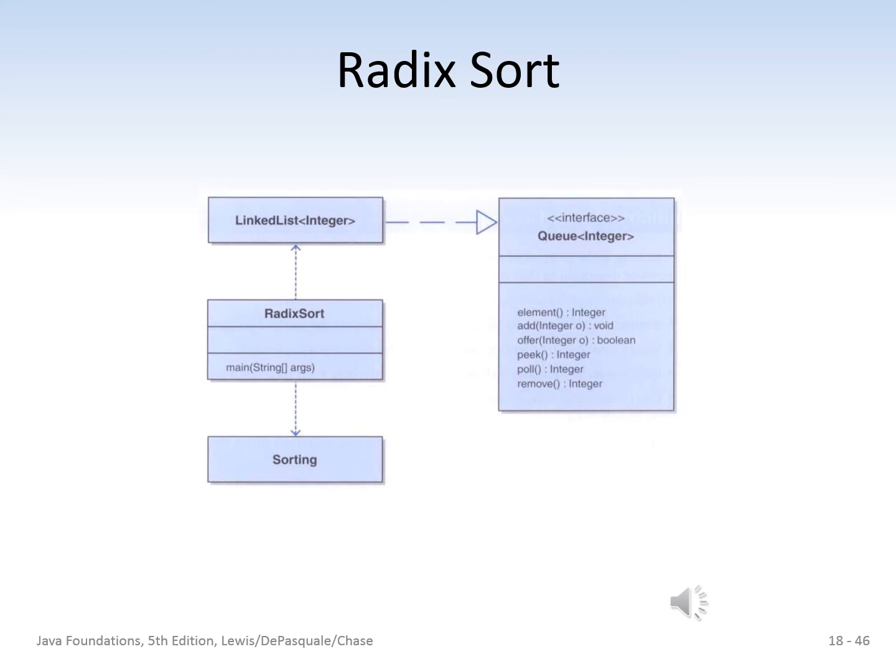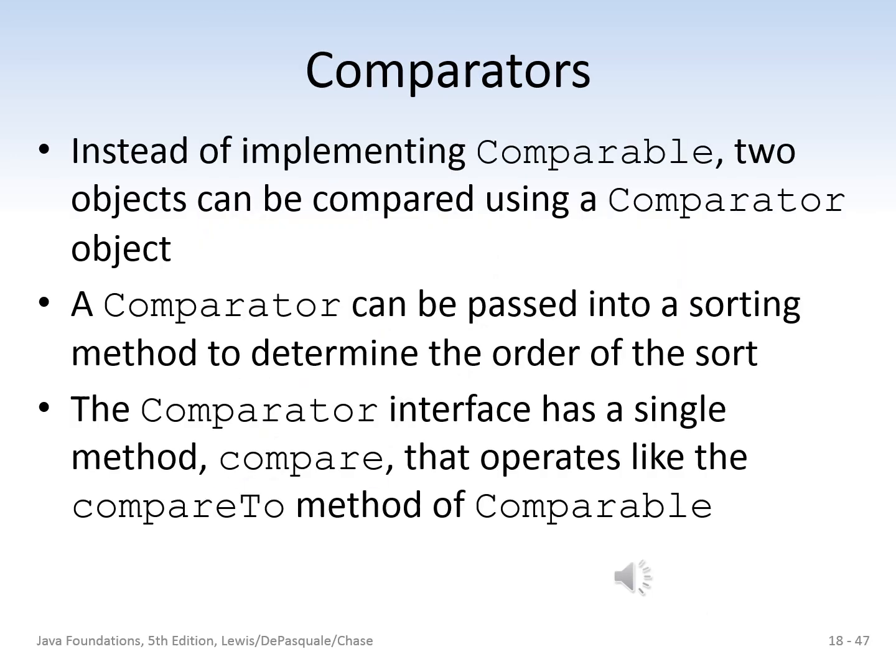Here we have the relationship between the radix sort, the linked list, and the queue interface. Also the sorting class. Next and last topic, I believe, is comparators. Instead of implementing comparable, we can compare two objects using a comparator object. And that comparator object can be passed into a sorting method to determine the order of the sort. The comparator interface only has one method, compare, that operates like the compareTo method of comparable.